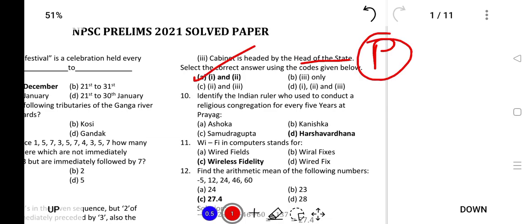Identify the Indian ruler who used to conduct a religious congregation every 5 years at Prayag. Prayag is Allahabad, the old name is Prayag. It will be Harshavardhana. And during this time Hyun Sang visited. Hyun Sang.